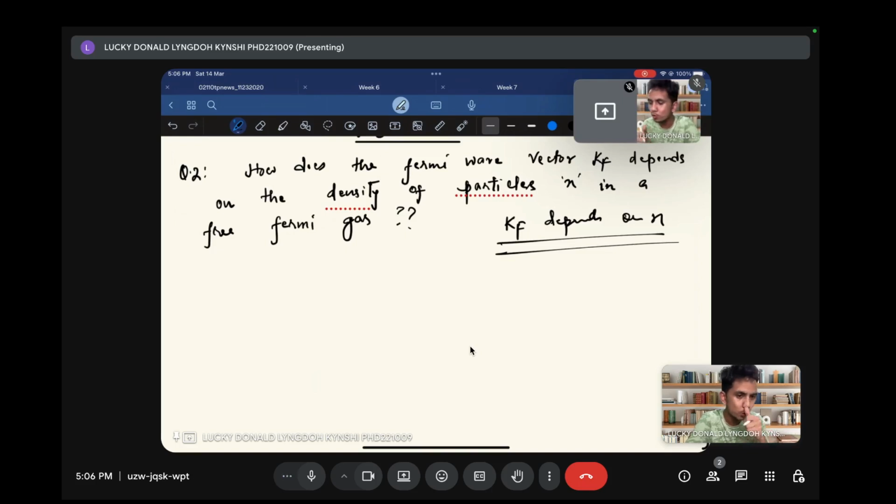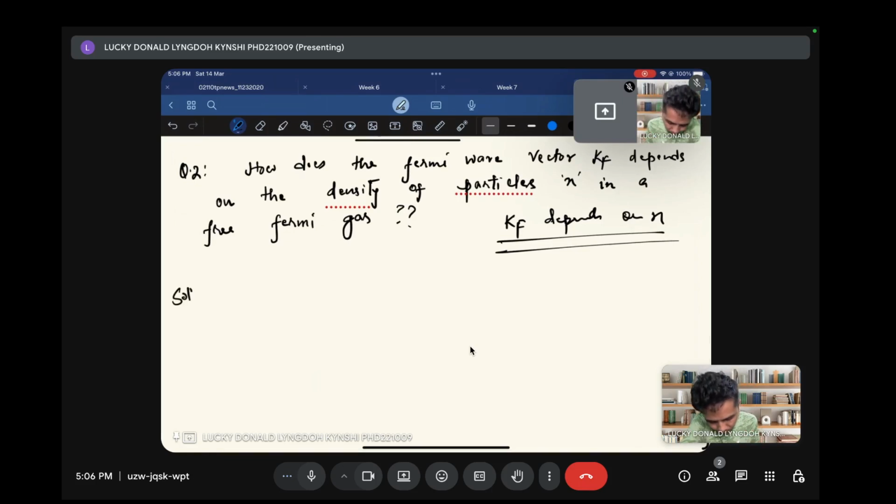So first of all, you have to know the density of states. Once you know the density of states, we can calculate the number of particles. So now let's first introduce the density of states. In 3D, in a cubic volume, the volume is given by L into L into L, which is equal to L to the power 3. This is the volume of a cube.